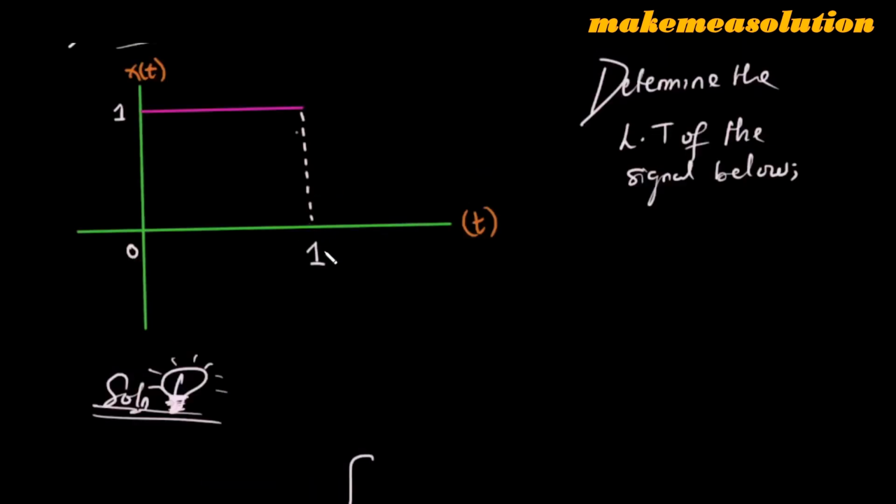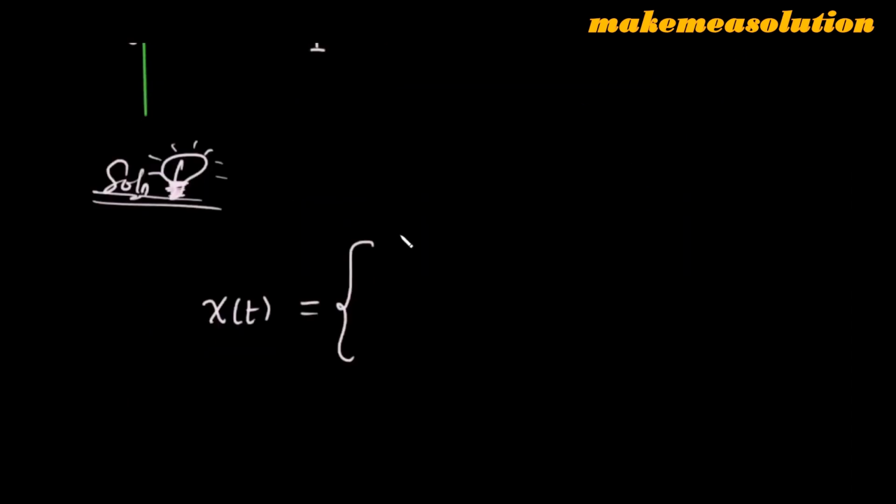So from 0 to 1 we can see that the function has a constant value of 1, whereas from 1 to infinity the function is resting on a value of 0 like this. So from 1 to infinity, the function is resting on 0. This makes us define our function as x of t is 1 from 0 to 1, and x of t is 0 for all values of t greater than 1.